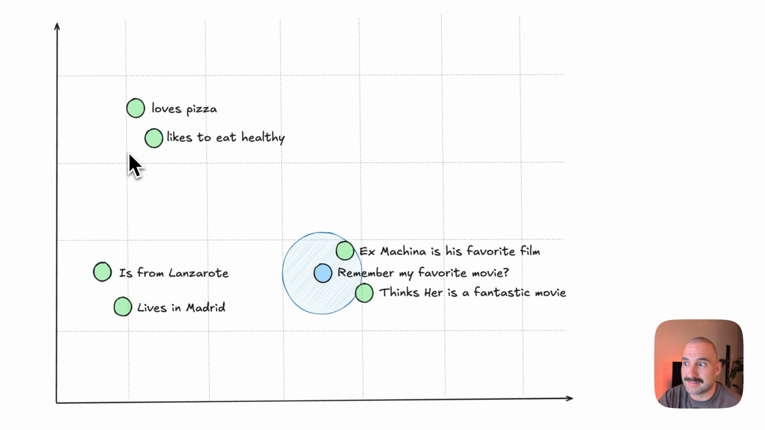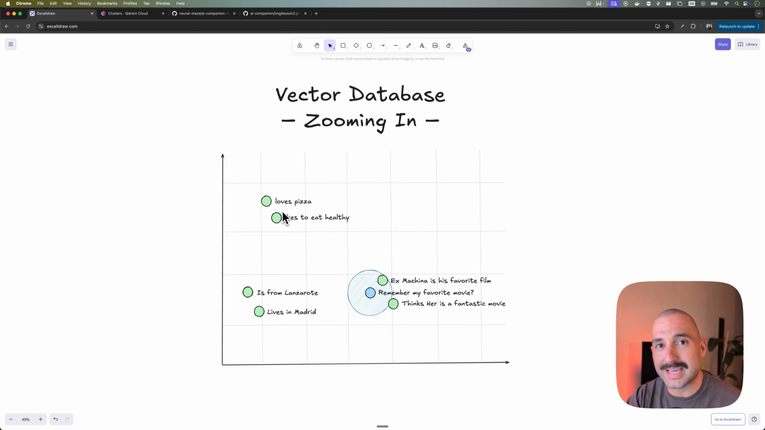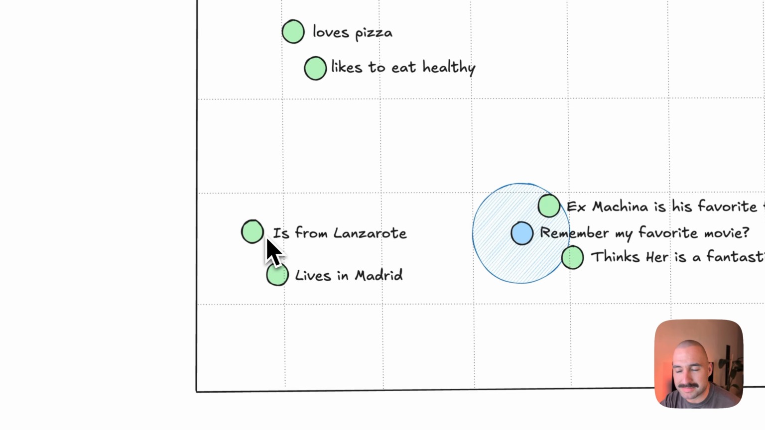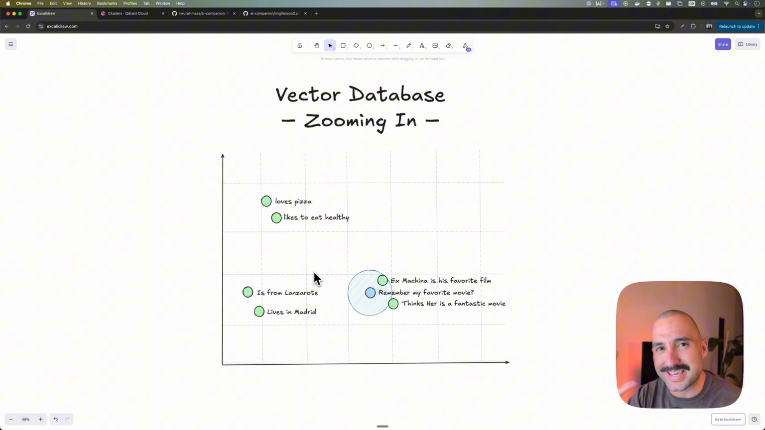So we have here that Ava has stored in her memory that the user loves pizza and also he likes to eat healthy. Could be contradicting, but here those things are about eating, right? So they are close by in the vector space. Same thing, he's from Lanzarote, he lives in Madrid. So these things could be related to a space or to cities, and those things are more related. So these two things have more in common than pizza and Lanzarote. So this more or less would be the whole idea of semantic search.